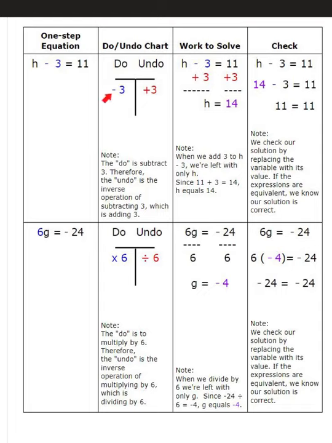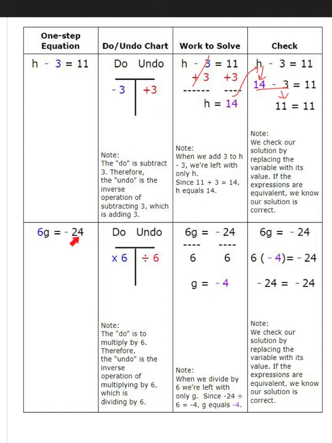So you go to the next examples, and we have here h minus 3. Well, the do is minus 3, so the undo is adding 3. H minus 3, so you could see I added 3 on both sides, because what you do to one side, you have to do to the other. H equals 11 plus 3 is 14. So 14 is your answer. Check your answer. Take the value you got for h, substitute it in. 14 minus 3 does give you 11. Next one.